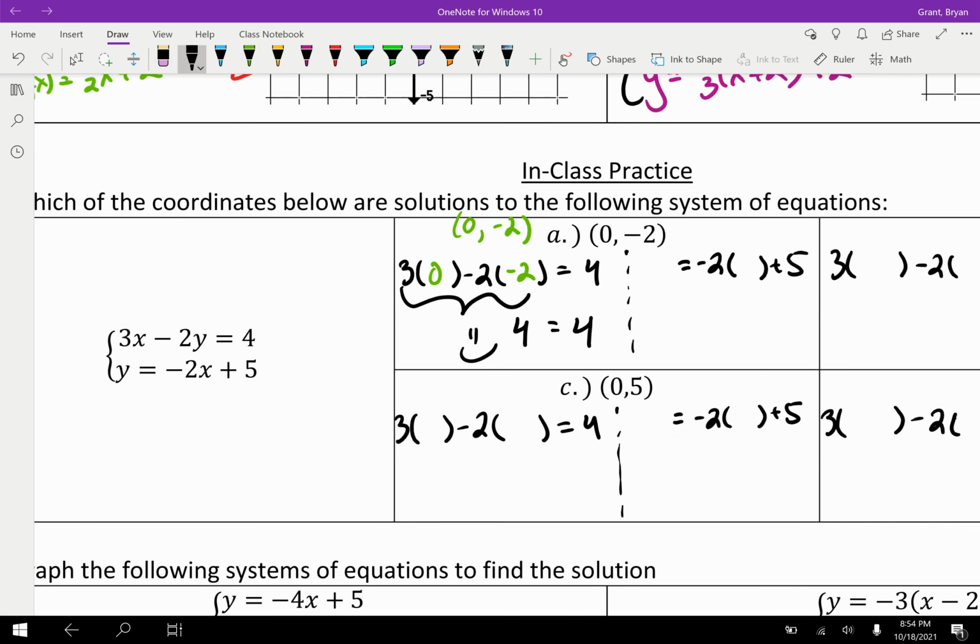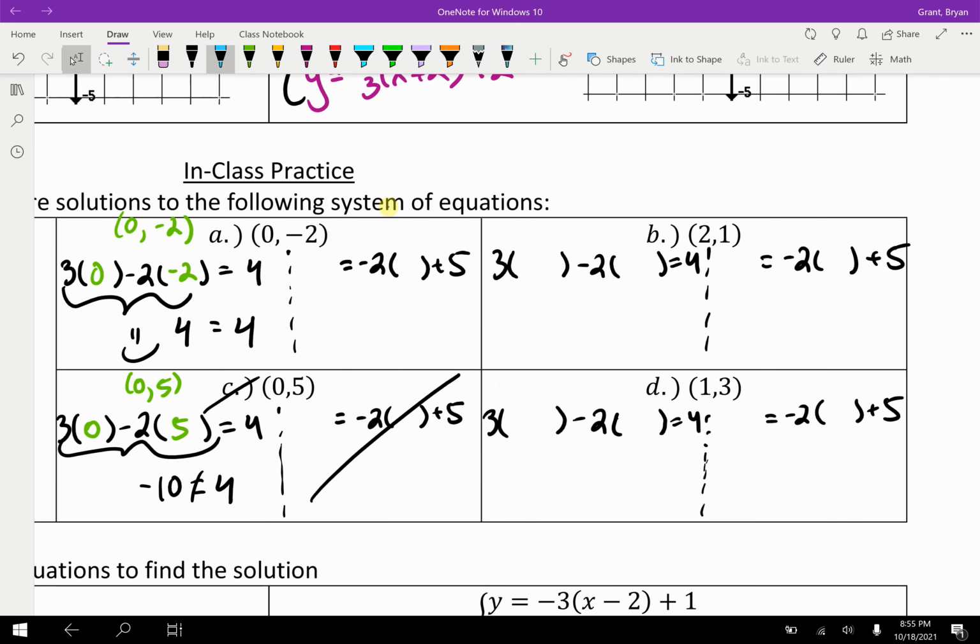Okay, I'm on a roll here, so I might as well just do the rest of these. 0, 5. Okay, well, 3 times 0 is 0. Negative 2 times 5 is negative 10. Negative 10 is not equal to 4. That's actually good. We don't need to try the other side, and we're done there.